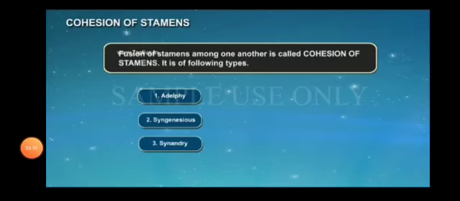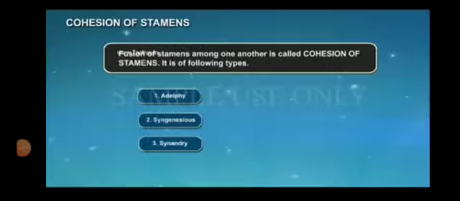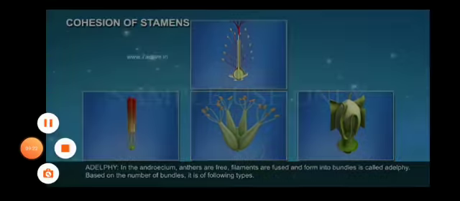So children, you have seen in the cohesion of a stamen, the first type was adelphous, second is syngenesis and synandry. We have seen adelphous. In adelphous we have seen 3 types of conditions. First is the monoadelphous, second diadelphous, third one was the polyadelphous condition. So these were the 3 types.